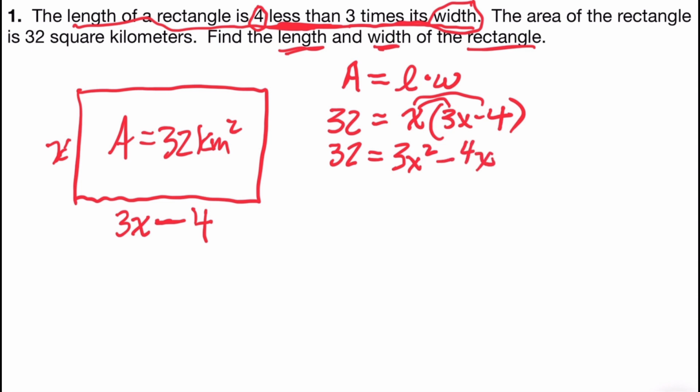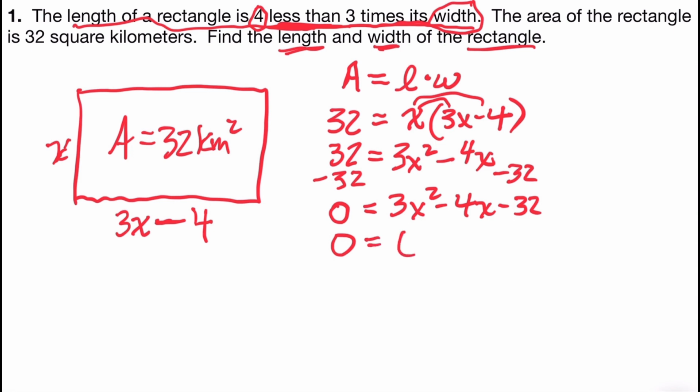Since this is a quadratic equation because of the square on the 3x squared, I need to set one side equal to 0 and factor in order to solve it. So I'm going to subtract 32 from both sides. 32 minus 32 is 0. 3x squared minus 4x minus 32 is just expressed because there's no like terms. Now I'm going to factor. Most trinomials break into 2 binomials since there's no greatest common factor, and I have to figure out how to factor 3x squared minus 4x minus 32.